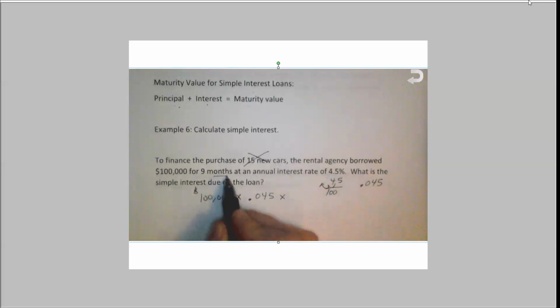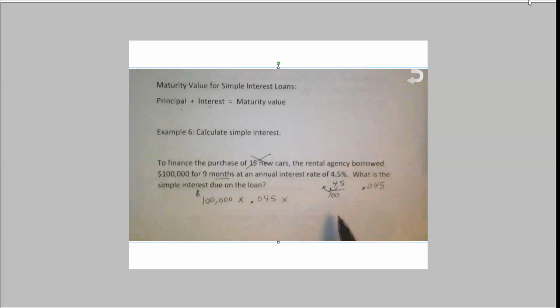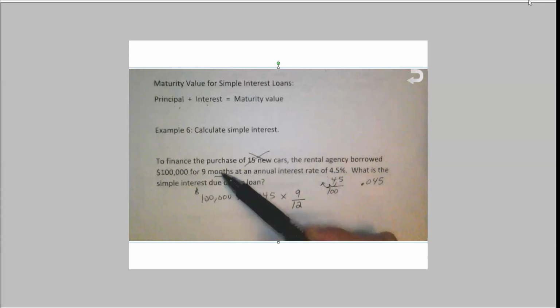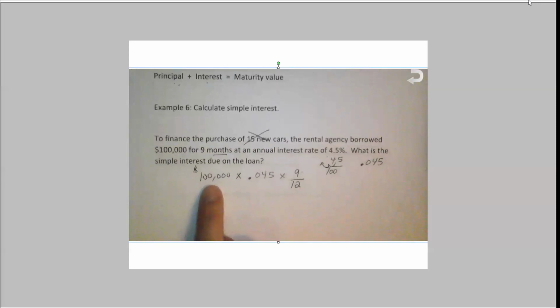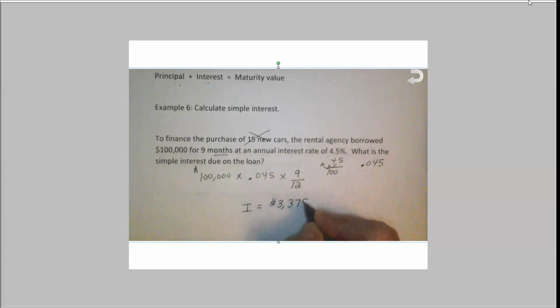Now notice this is months, and in our formula, time is given in years. It's not 9 years, it's 9 months. But you know that there are 12 months in 1 year, so this represents a fraction of a year, 9 months out of 12. So I'm going to use this fraction and multiply it times these numbers to get my answer. So in your calculator, 100,000 times 0.045 times 9 divided by 12, that's how we're going to find our interest. And that's going to calculate to be $3,375. Okay. Principal times rate times time.